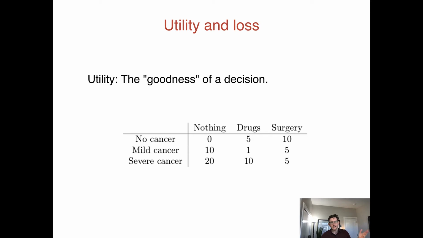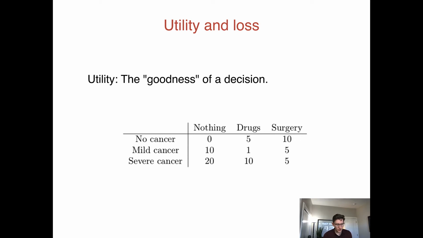So let's look at this example. Maybe we're trying to predict, based on some kind of test or whatever, whether a patient has no cancer, mild cancer, or severe cancer, and we have to make the choice of: do we do nothing, do we give the patient drugs, or do we perform surgery? And we can figure out what the loss is, meaning, how much pain and suffering does the patient endure given these three actions in these three situations.